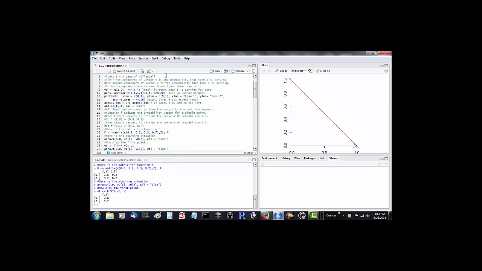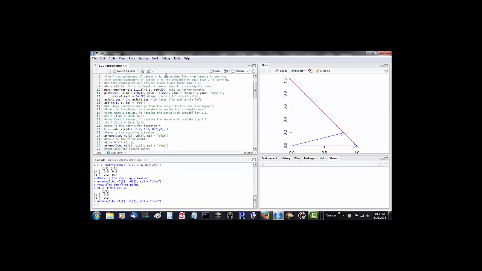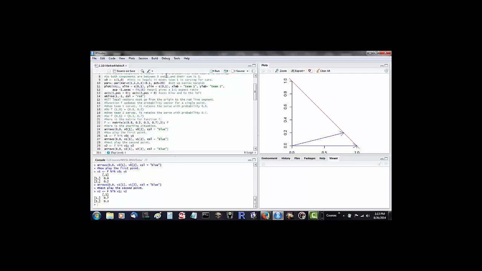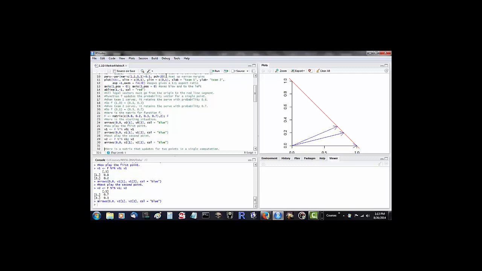Matrix multiplication does precisely that calculation and turns our vector into a vector v1. So after 1 point has been played, there's an 80% chance that team 1 is still on serve. Now we play the second point. And when we do the calculation, now we use the fact that there's a 20% chance that team 2 is serving, but it's still the same calculation. We multiply the matrix F by the vector v1, and we get a vector v2 that represents the situation after 2 points have been played.